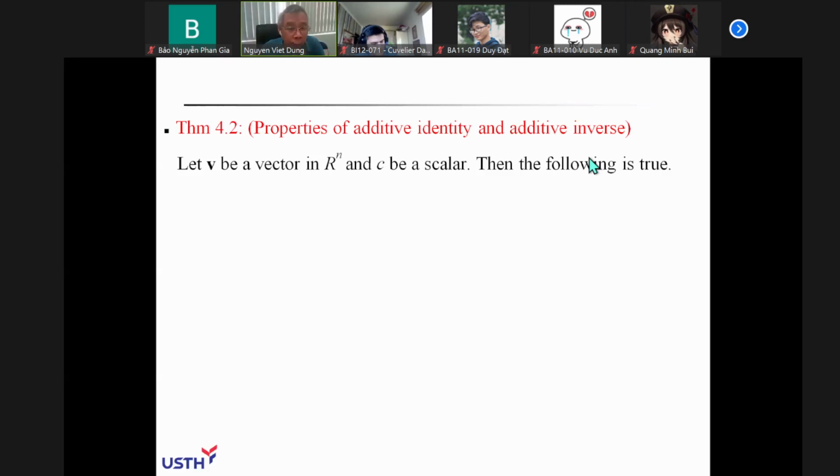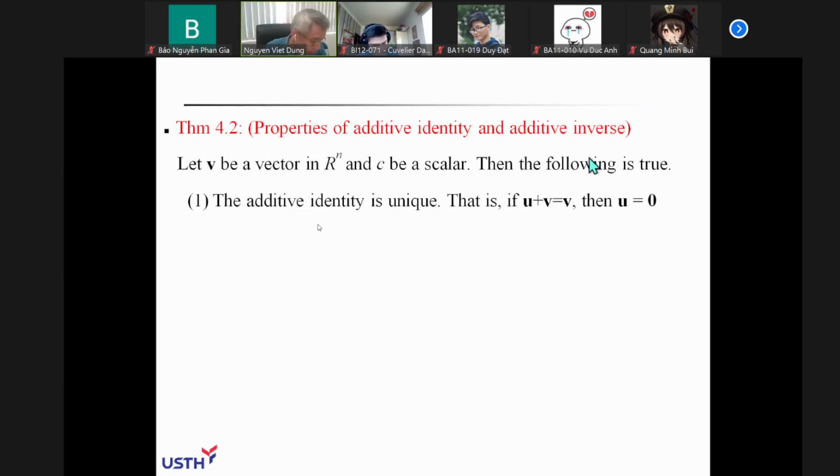I give you some more properties of additive identity and additive inverse. Suppose that V is a vector in Rn and C is any number. Then we have the following properties. The first property says that the additive identity is unique. It means that if you have U plus V equals V, then U must be a zero vector. You cannot find any other vector than the zero vector so that when you add that to V, you get V again. That is the only one.